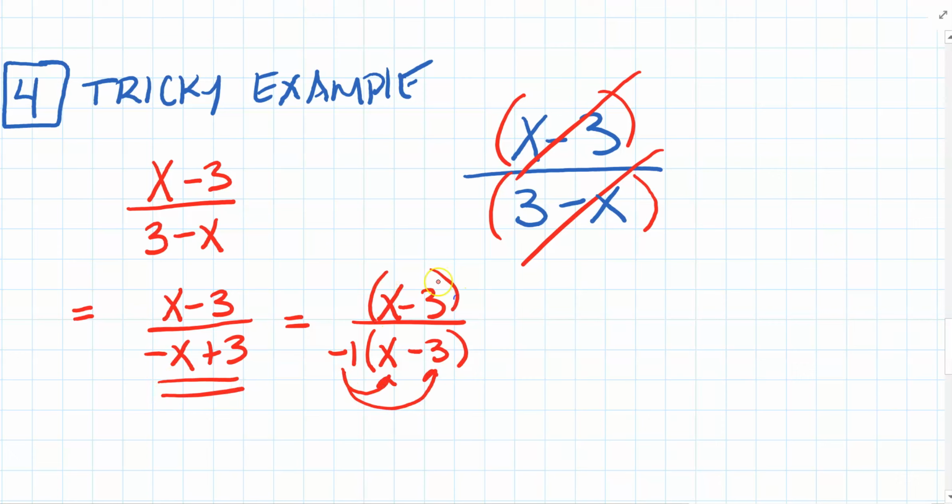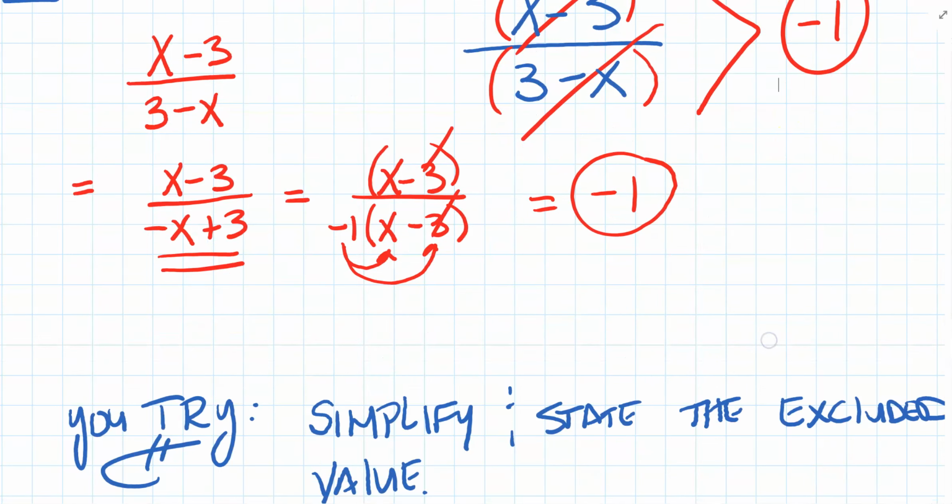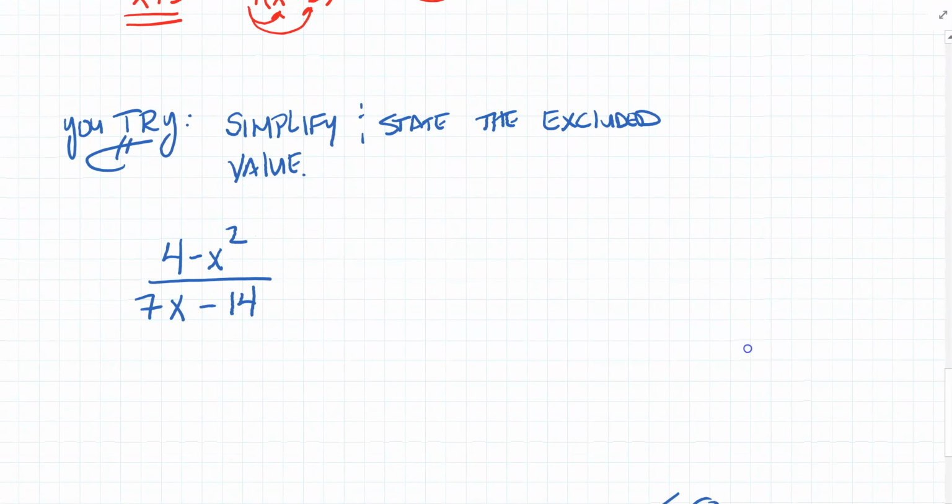So when it's all said and done now, this whole thing is equal to a negative 1. So you are allowed to cancel these as long as you realize that this entire expression has a factor of negative 1 in it. So the answer is left out to be a negative 1. So I want you to try that one on your own and see if you can come up with a simplified version of this one right here. 4 minus x squared divided by 7x minus 14. Go ahead and try that one on your own.